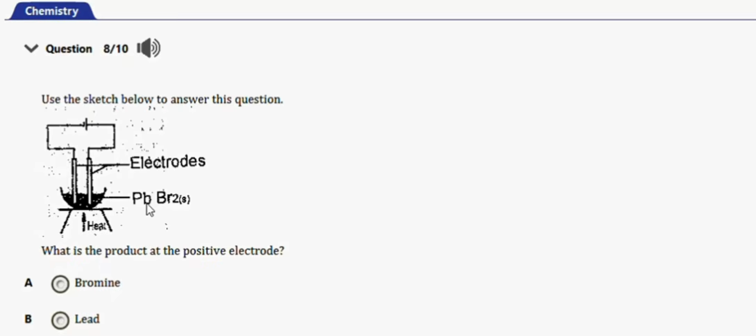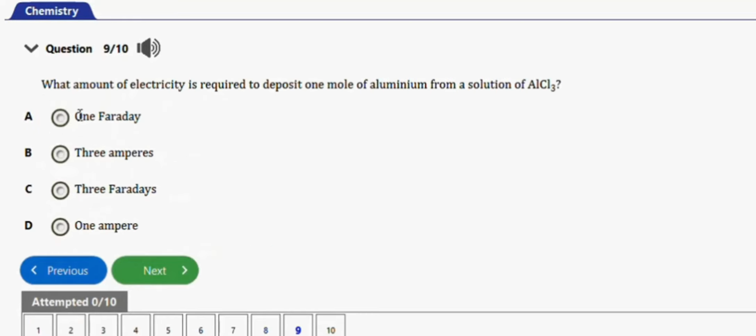It says what is a product at the positive electrode? So we have, this is lead bromide. Okay, so remember anions migrate to the anode whereas cations migrate to the cathode. So what's the product at the positive electrode? The positive electrode is the anode, right, in electrolytic cell. That means the anion migrates to the anode. The anion here is bromine. Alright, so the right option is option A. So the next question is this one.